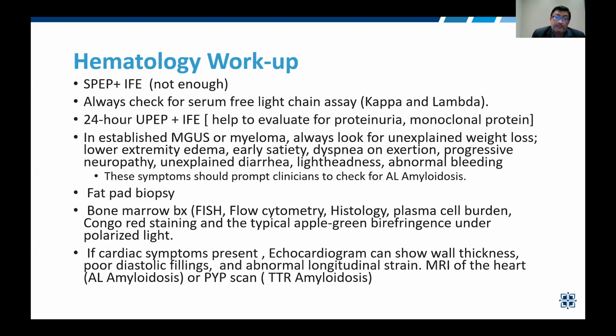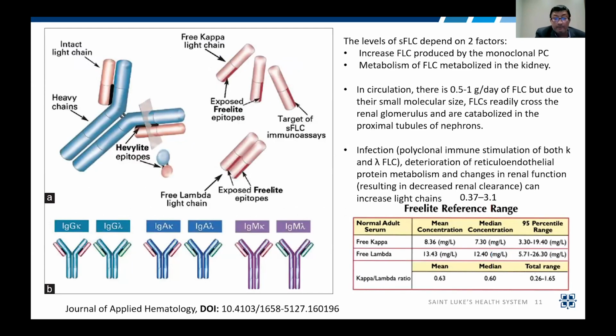And if cardiac symptoms are present, we particularly would like to have an echocardiogram, and we look for certain key features. And MRI of the heart, since a lot of hospitals now offer this test for AL amyloidosis, we really recommend it. Or if there is a suspicion of another type of amyloidosis, particularly TTR, then the PYP scan is offered as well. Now, this is at the request of my cardiology colleague, who asked me about free light chains. What are we looking for?